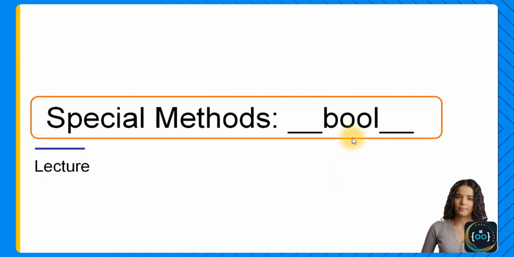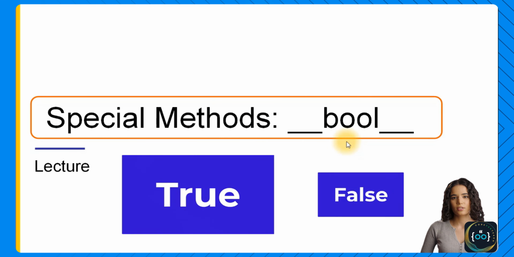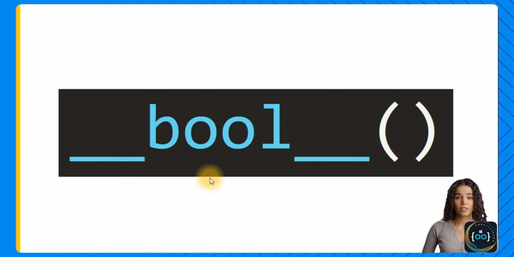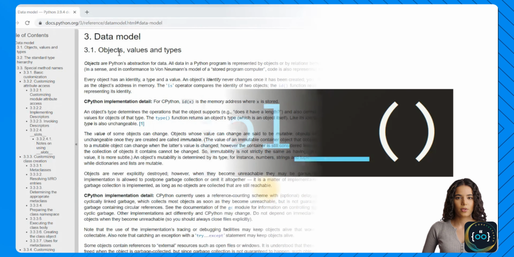Now let's talk about the special method __bool__. This method is really cool because it will help us determine and customize when an object is true or false, so we can use them in a Boolean context. Let's see what we can learn about this special method in the Python documentation.